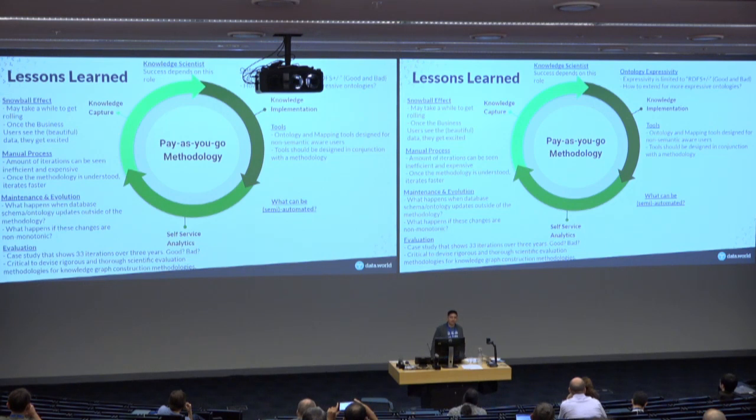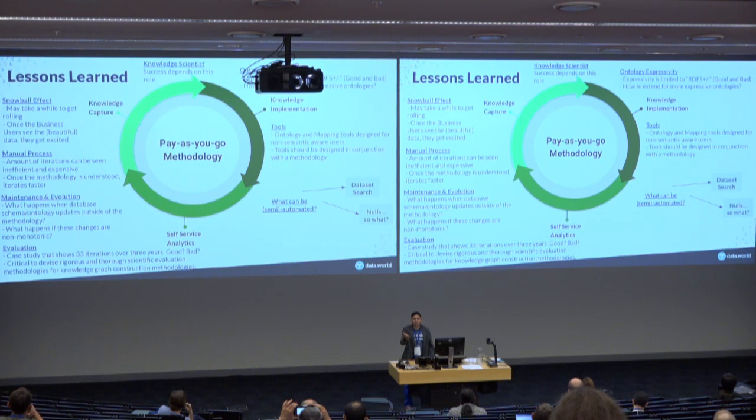What can be automated? I told you this was a very manual process, but now that we've broken down this problem into different segments, I can now focus and realize, can I automate this part? So we're now working actively on how to do dataset search and recommendations. We're trying to understand what nulls mean and how to identify if a null is important or not.